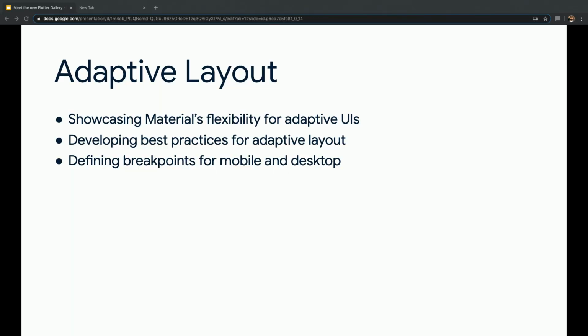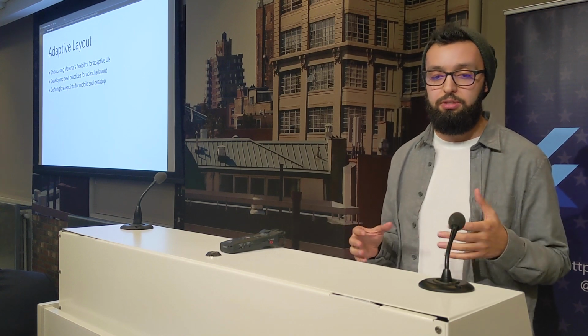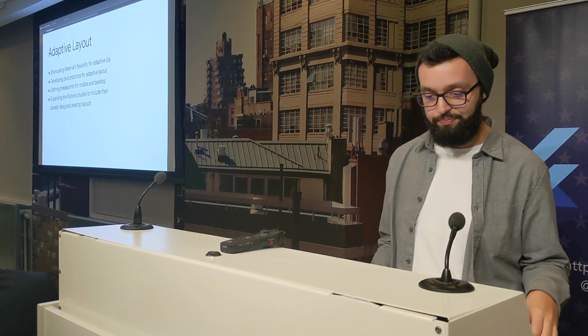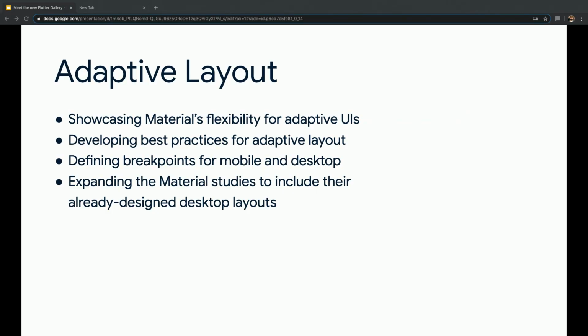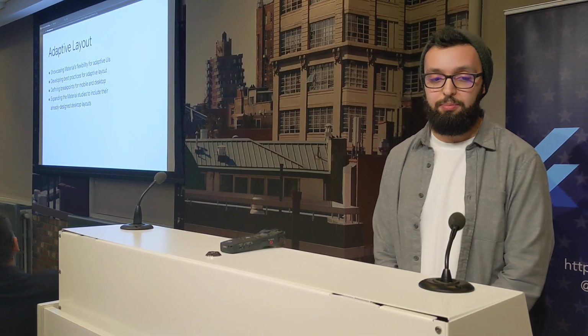We also chose to narrow our scope to just mobile and desktop. Initially, we thought about including tablet in there, but just for the sake of time, we chose those two, especially since tablet and desktop have a lot of overlap a lot of times. That's not to say that we won't expand that going forward as we continue to work on the gallery. And we also wanted to build out those Material studies with the desktop layouts that were already designed 2 years ago. Since we had the design and the specification for them, we figured why not build them out to showcase responsive layouts in Flutter.